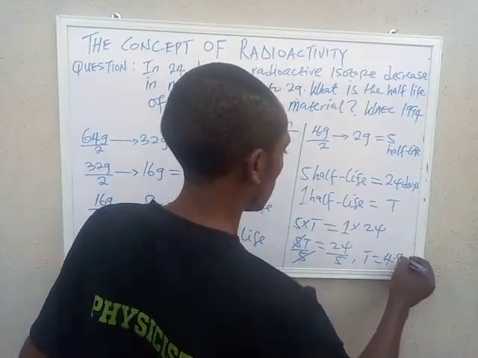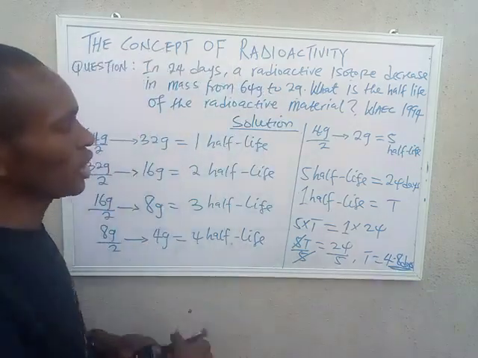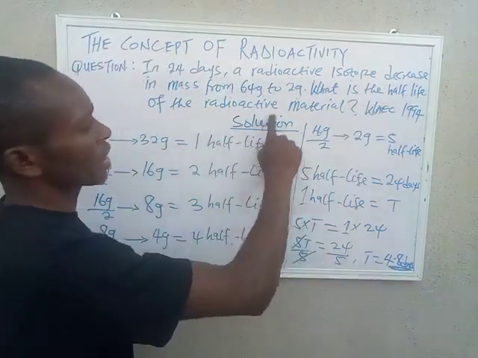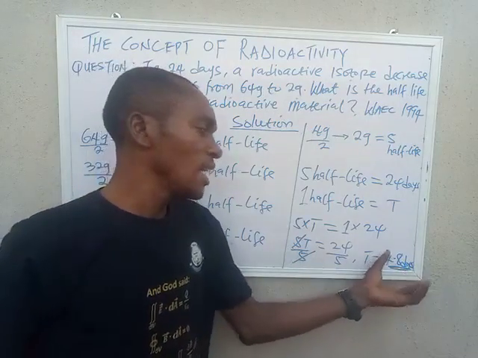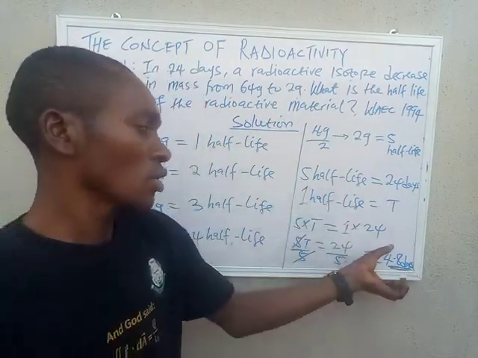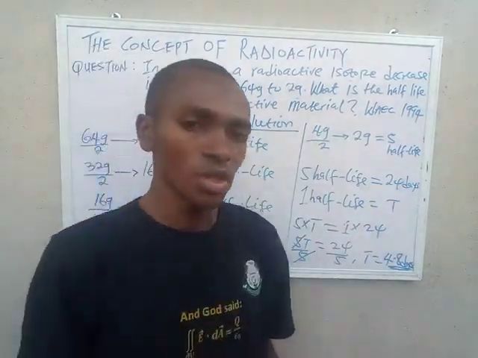So 4.8 days. The question is clear. What is the half-life of the radioactive material? The answer is going to be 4.8 days. So one half-life will give us 4.8 days. This is the solution to this question.